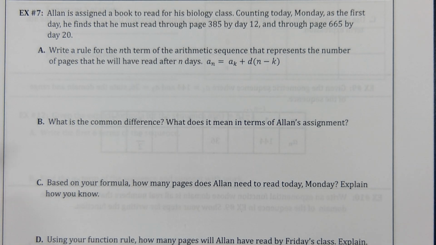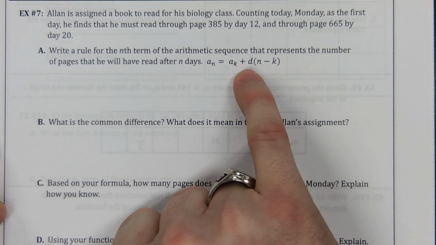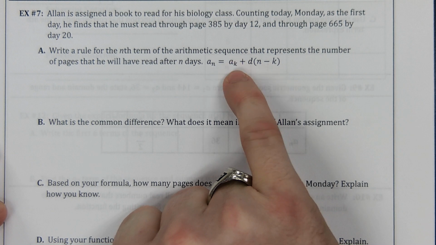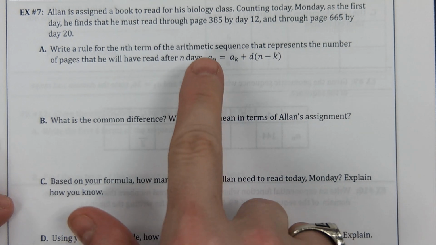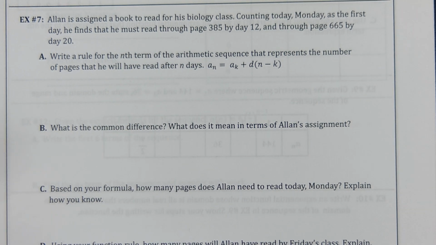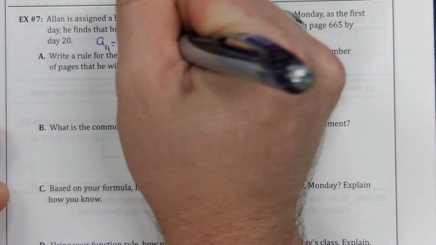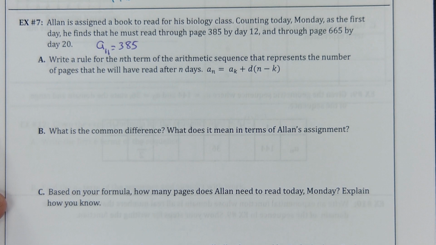Okay, let's write a rule. Let's just write a rule, okay? And what we know is, and notice this isn't the a sub 1 version of the formula. It's the re-indexed version of the formula, where this could be anything I want it to be. So if we're going to say that 385 pages is after 11 days of reading, what color feels like book pages? Purple feels like book pages. Then what is day 20? It's 19.